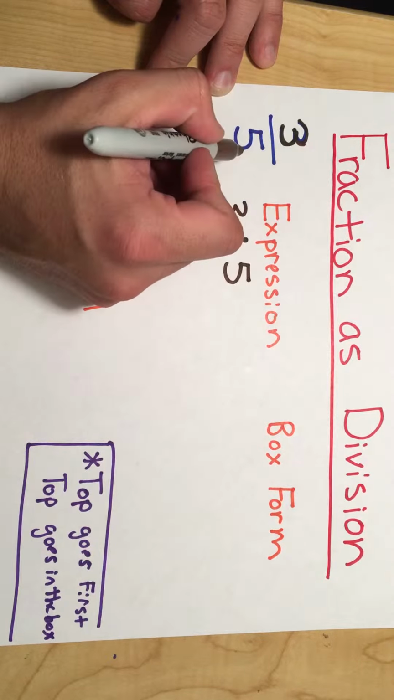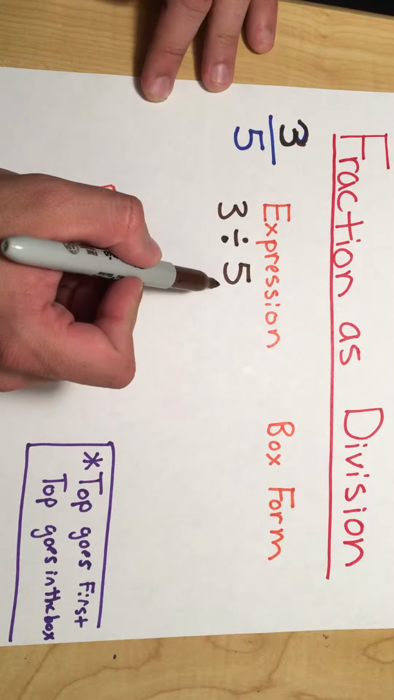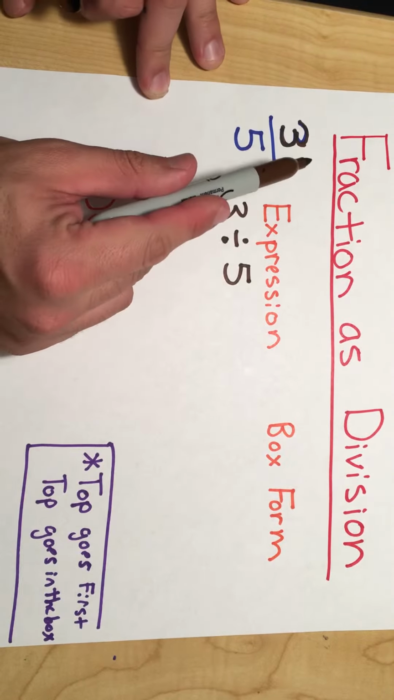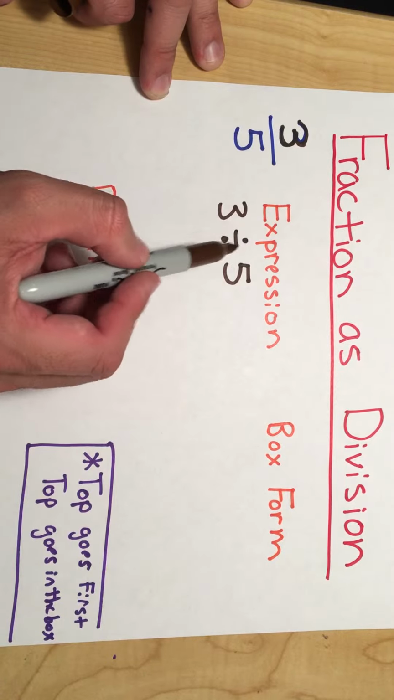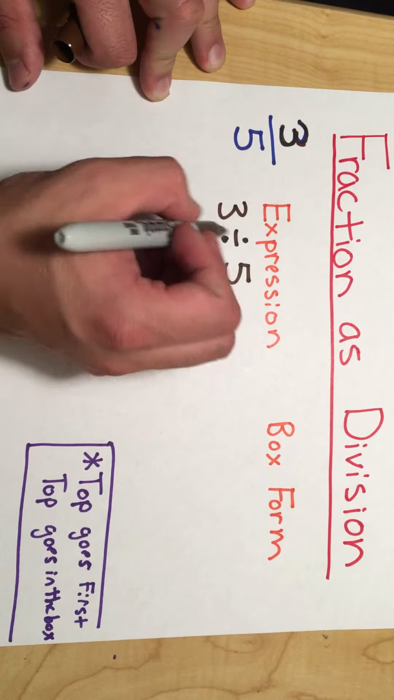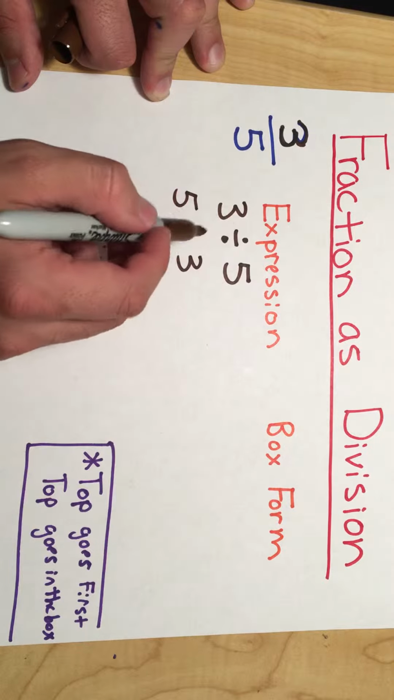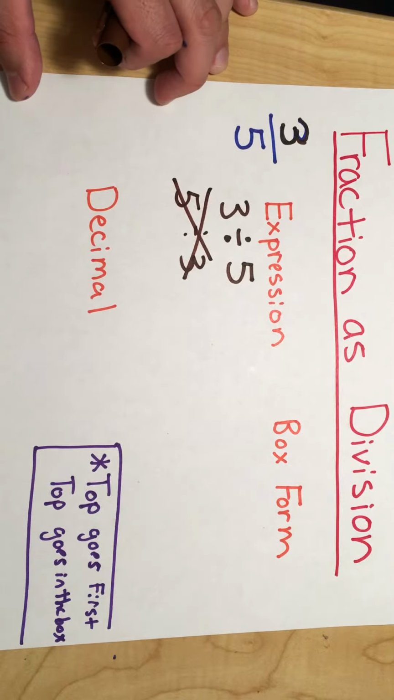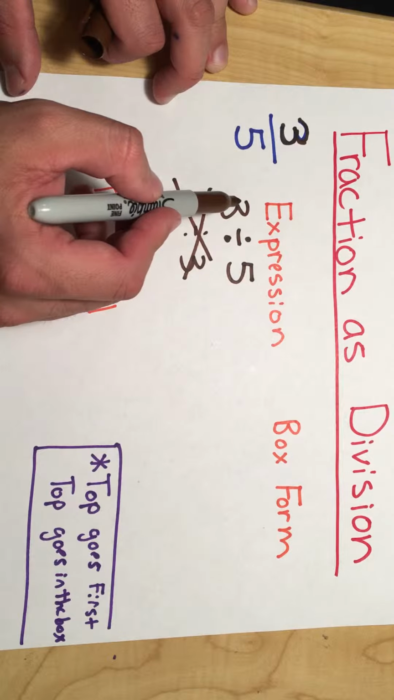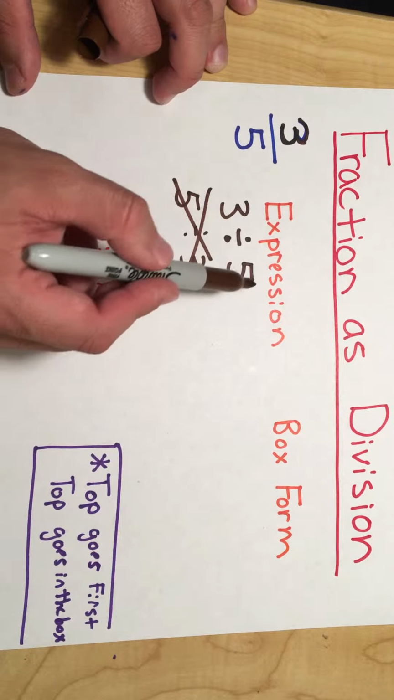So 3/5 is the same as 3 divided by 5. Okay? The top number has to come first. If I flip them backwards, let's say I were to do this, 3/5 is the same as 5 divided by 3. This would be wrong. You don't want to do that. Top number must go first, and then the bottom number must go second.